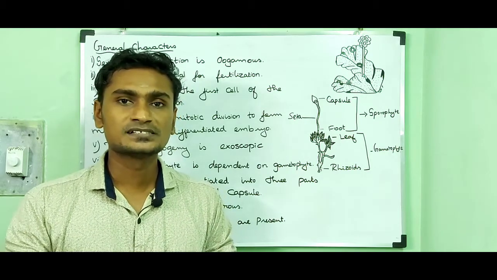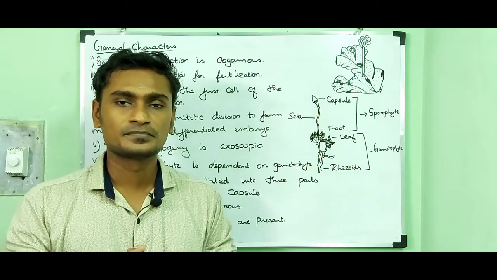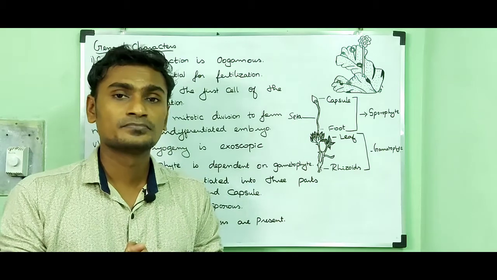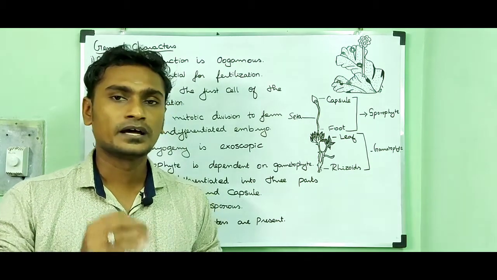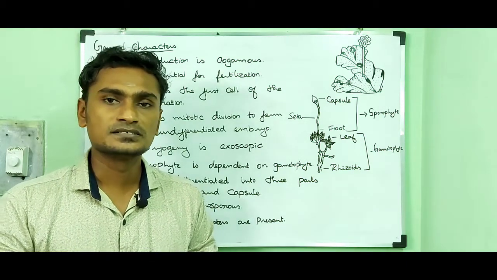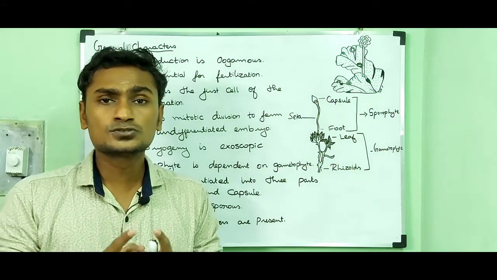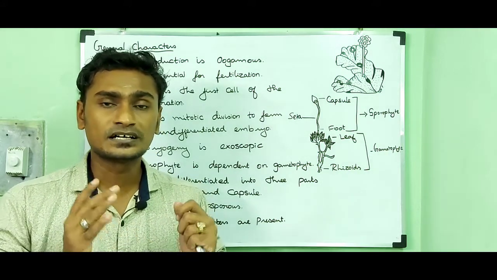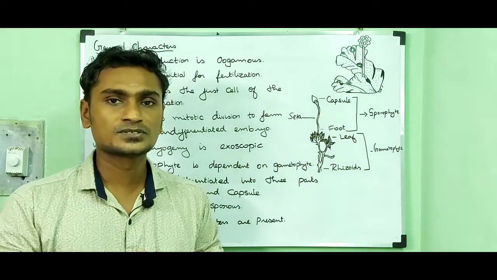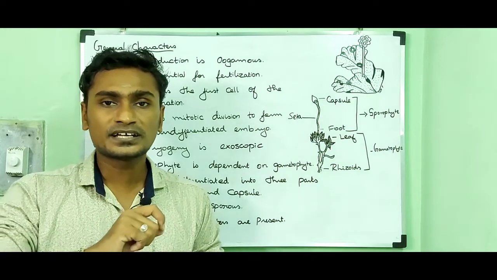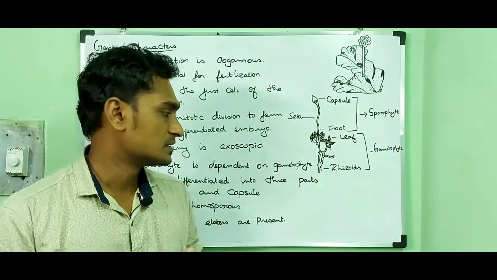In Bryophytes, sexual reproduction is oogamous type, advanced type. Oogamous type means the male reproductive organ is represented by the antheridia, and the female reproductive organ is represented by the archegonium. These two reproductive organs are protected by a sterile jacket layer. This sterile jacket layer protects them from desiccation and mechanical damage.